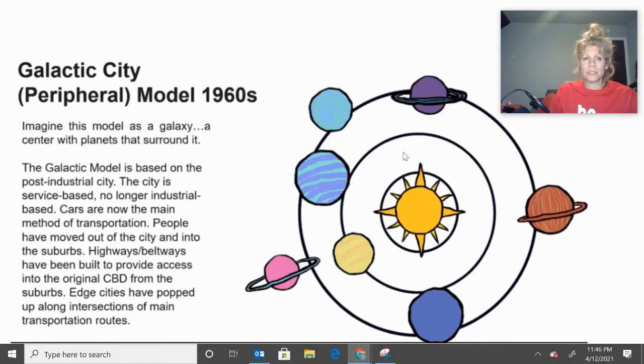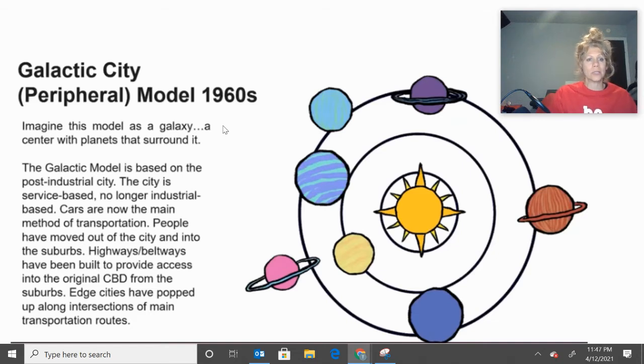All right, let's jump into our last model for North America, and this is called the Galactic City, just like the planets. It's also called a peripheral model. This was developed in the 1960s, so you're going to imagine this, just like it sounds, galactic, is the sun being in the middle and the planets revolving around that. It's based on the post-industrial city. That's a characteristic that you might want to note.